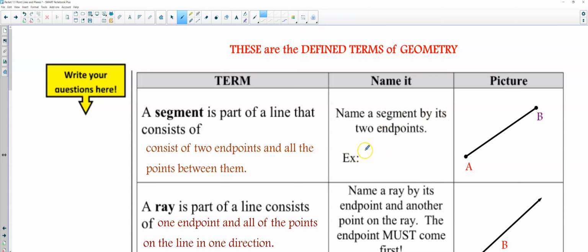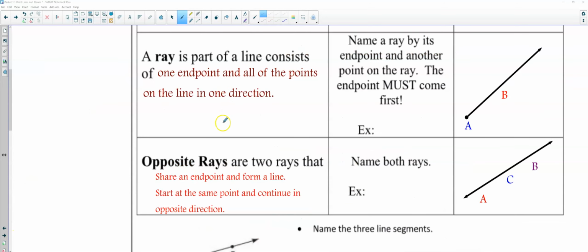Notice if you're gonna name a line, it has double arrows. If you're gonna name a segment, notice I do not put arrows on that little line that I put above the letters, okay? So I'm gonna name this segment AB, or segment BA. Either way, it does not matter the order of the two endpoints. You could name the segment by those two endpoints.